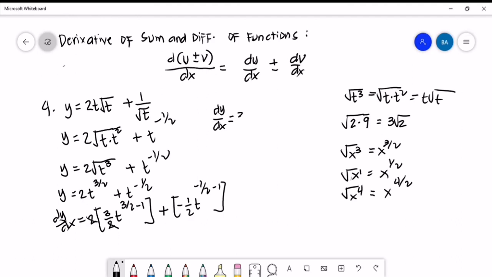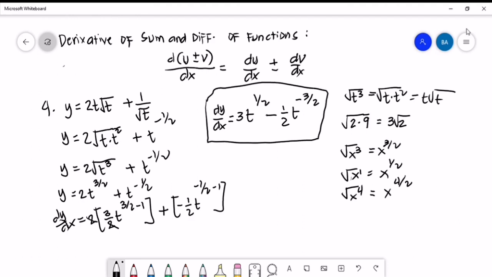This is 3t raised to 3 halves minus 1, which equals 1 half, plus negative 1 half, which is already negative, so we could put negative 1 half t raised to negative 1 half minus 1, which is negative 3 over 2. So overall, this is already our answer.